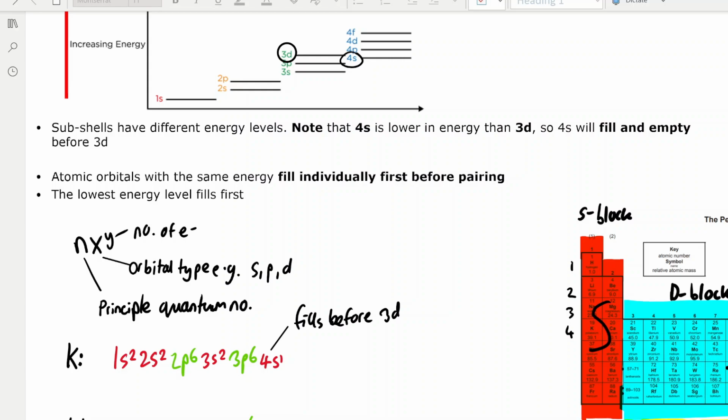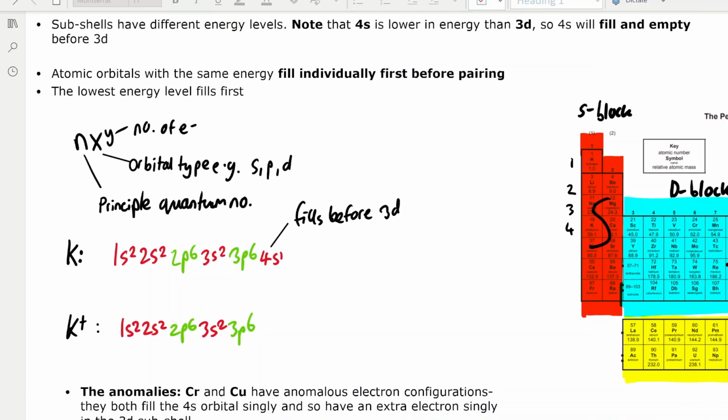And then we represent electron configurations using this standard method. So n represents the principal quantum number, x represents the orbital type, so for example s, p, d or f, and y is the number of electrons. So we have the electron configuration of potassium.